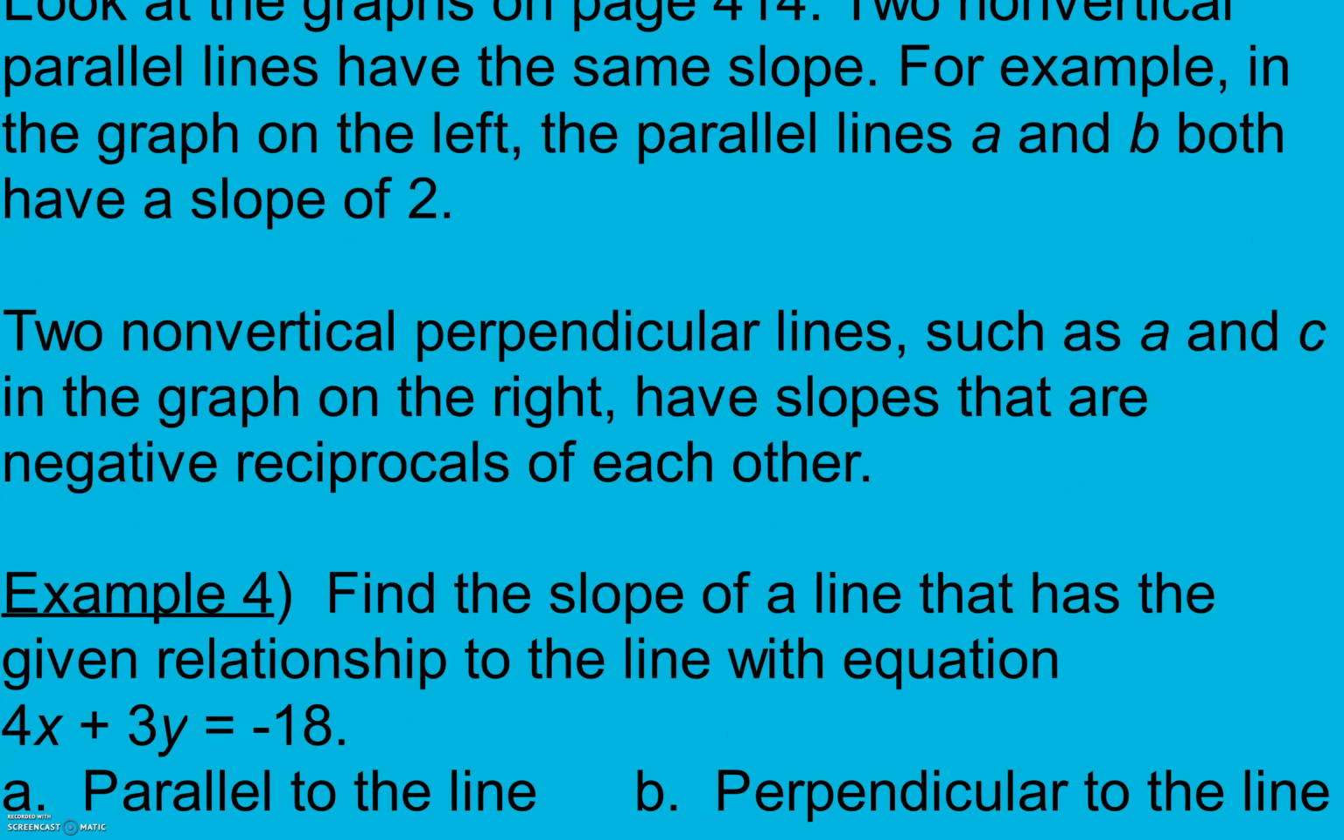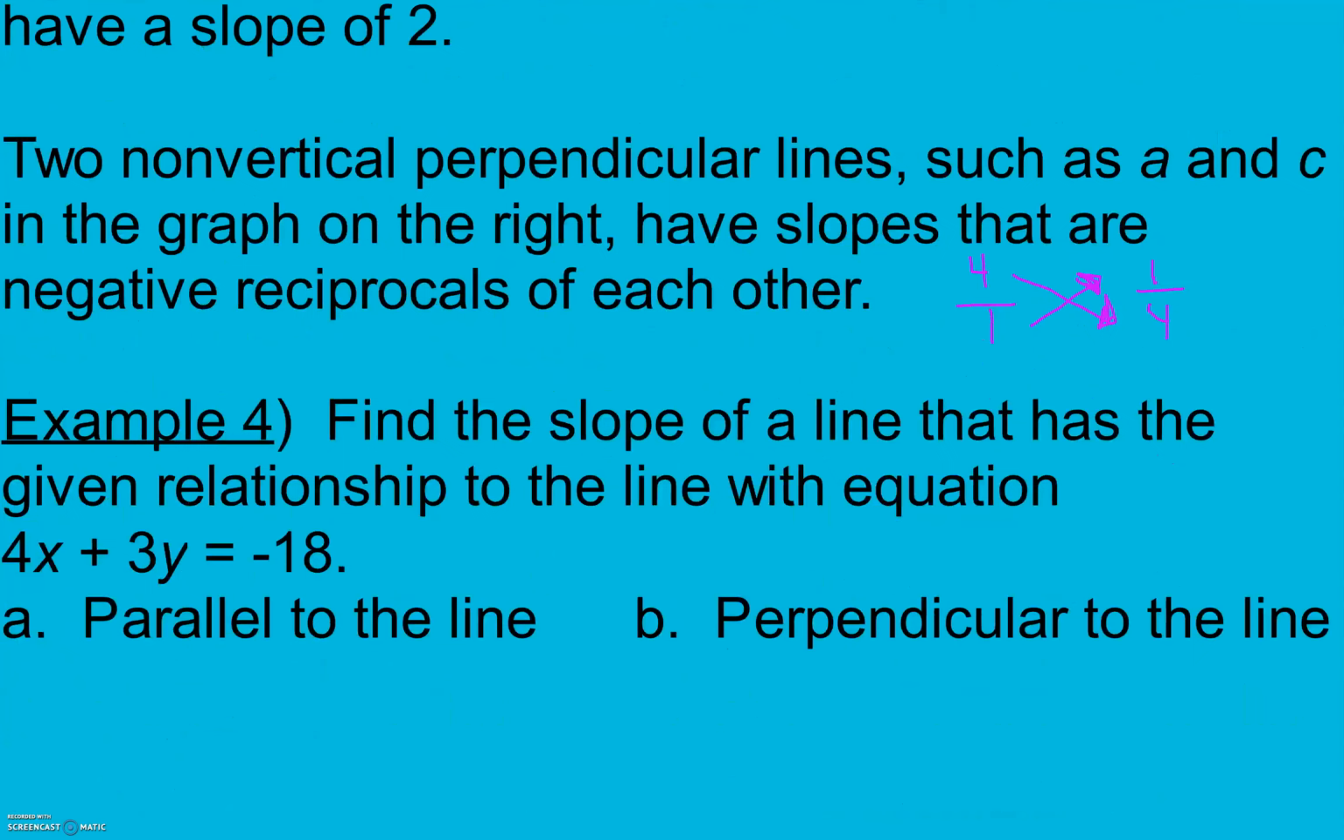So one's positive, one's negative, and remember with reciprocals, we flip our fraction upside down. The numerator goes to the denominator, and the denominator goes to the numerator. Also remember, if we have a whole number, like 4, we write that as a fraction, 4 over 1. So its reciprocal is 1 over 4. Bottom goes to the top, top goes to the bottom.